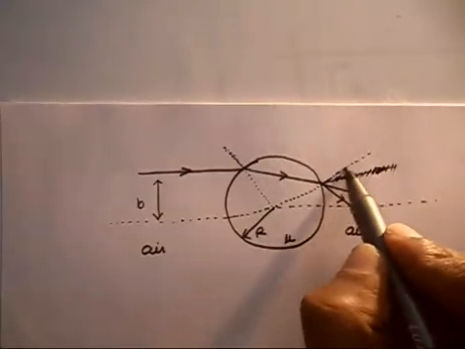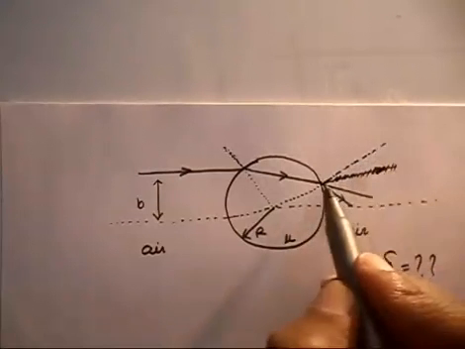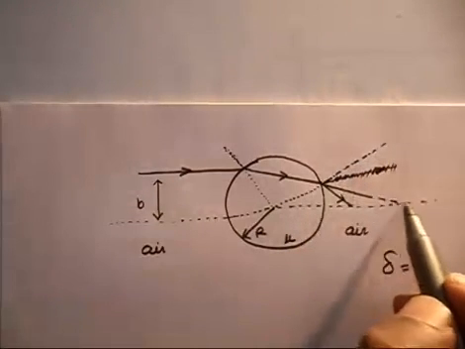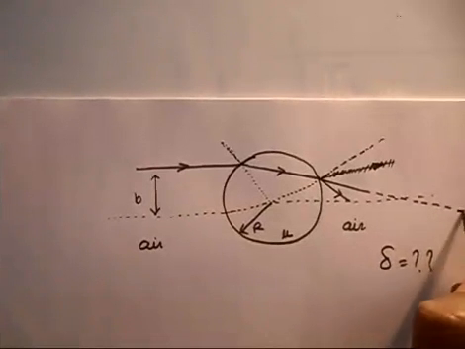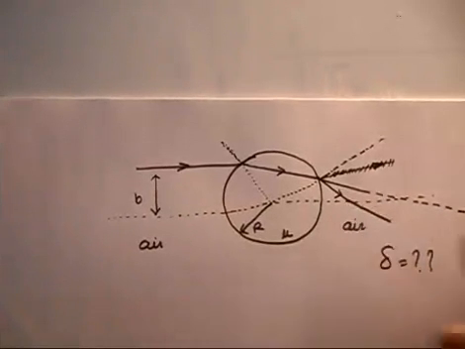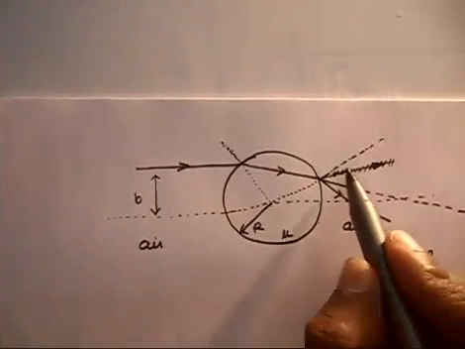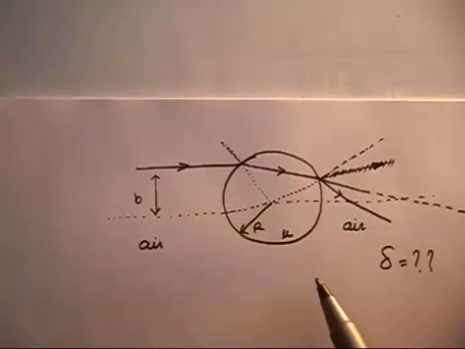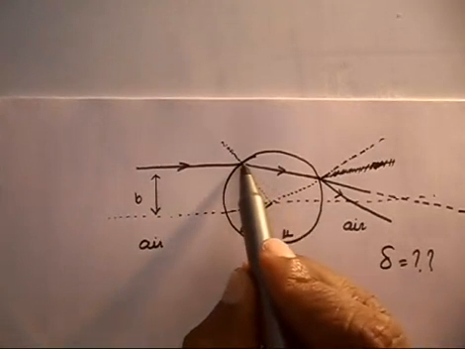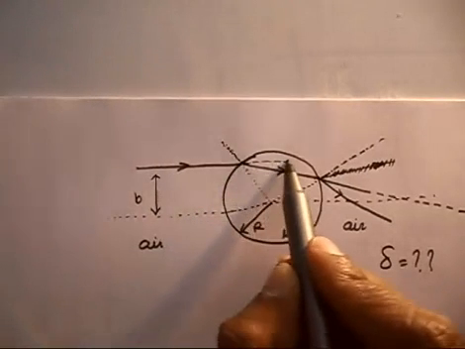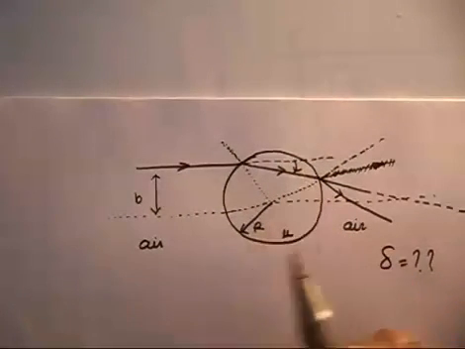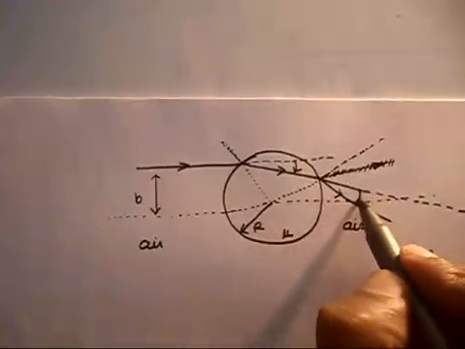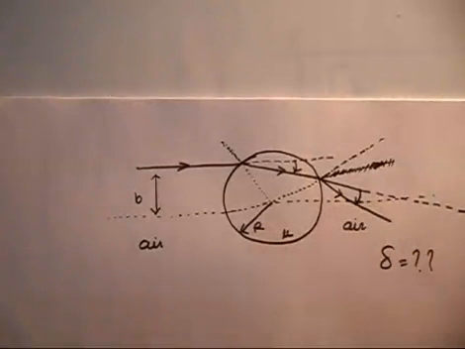So this is my normal. This is the natural direction, and it should have gone something like this, but it will not follow this path. It will follow a different path, bent more away from the normal. In the first case it bent towards the normal. So this is the actual path, bent towards this side.